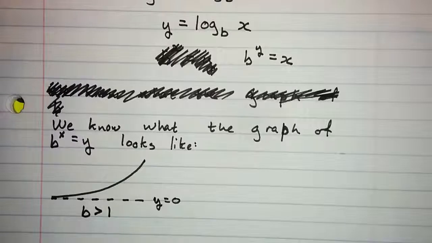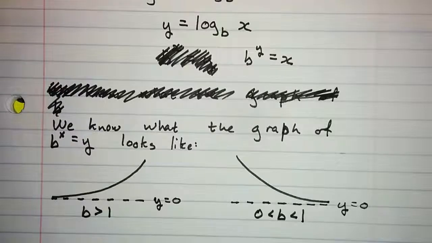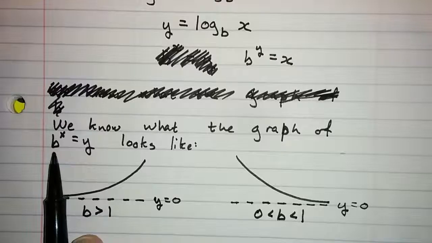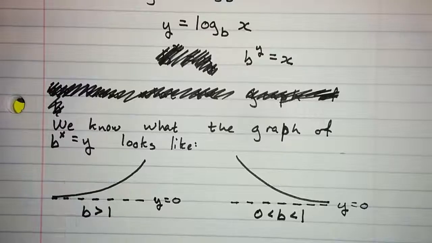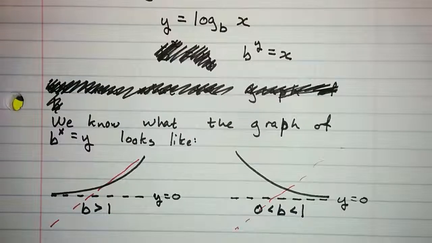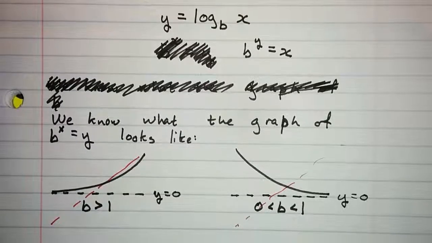Now, we know what the graph of b to the x equals y looks like. It looks like this if b is greater than 1. It looks like this if b is between 0 and 1. How do we go from the graph of b to the x equals y to the graph of b to the y equals x? We reflect across the 45-degree diagonal.